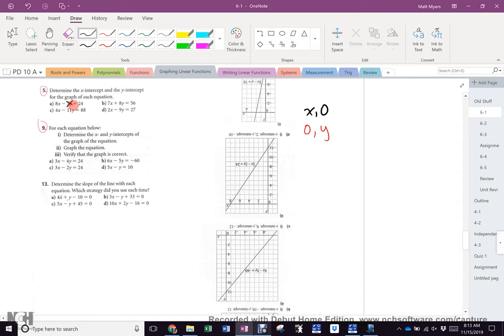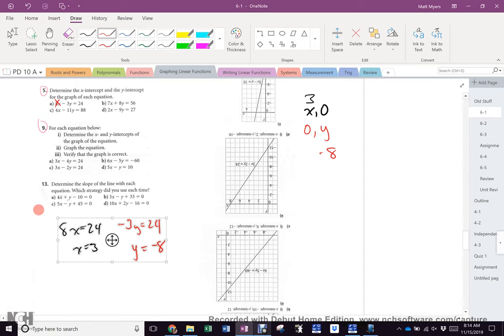Yes? So I have 8x equals 24, x equals 3. 3, 0. When I'm seeking a y, the x drops out. Negative 3y equals 24, y equals negative 8. And there's my two dots. Because we know it's a straight line, because there are no exponents, I only need two dots, and I can connect them. Okay? So 5 and 9 shouldn't have been any problem.